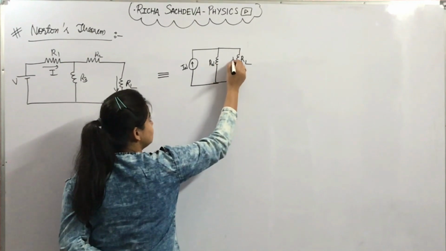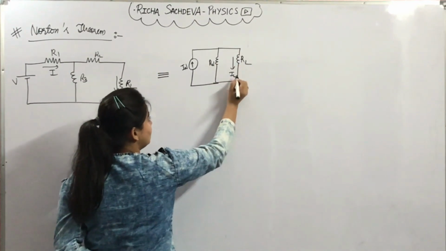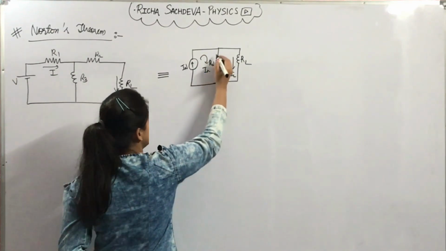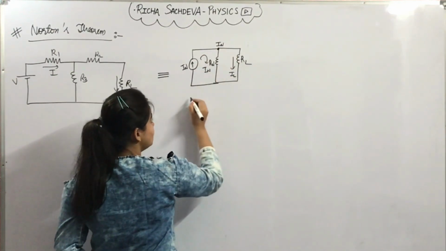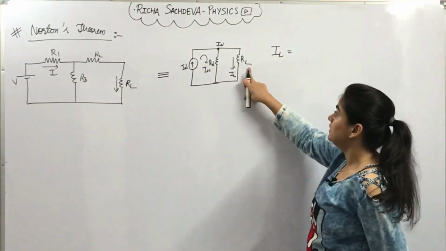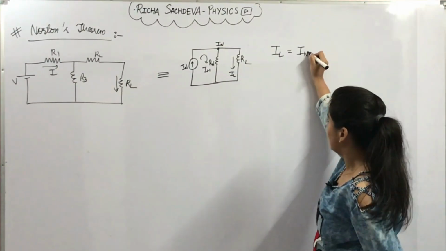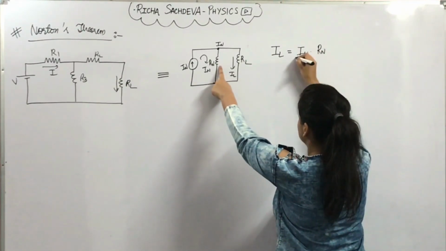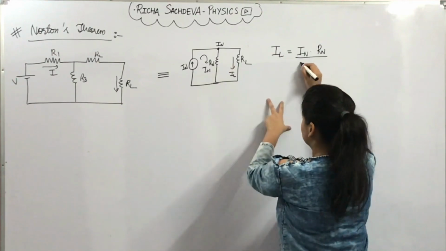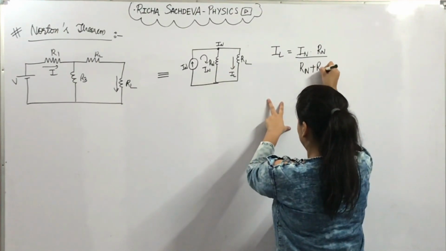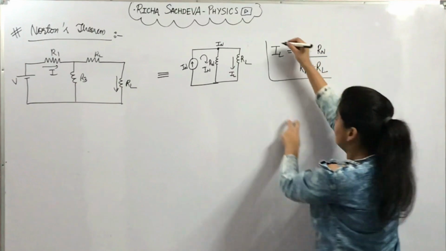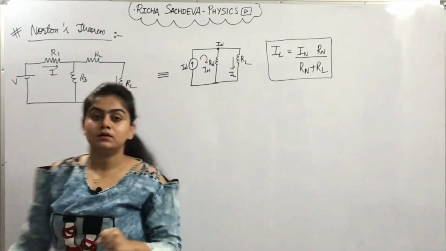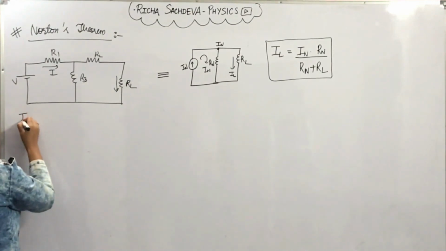So let us say we need to calculate IL. So what will be the formula for IL? IN is flowing, and at this node IN will divide. By the current division rule we can write it as IN into the other resistance, that is RN, upon the sum of all the resistances in the loop. So RN plus RL. This is the formula for the current across load resistance RL. So we need to calculate IN first.